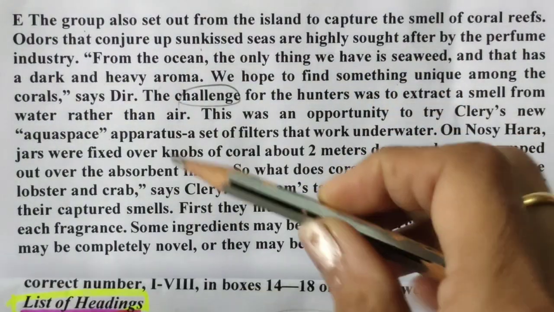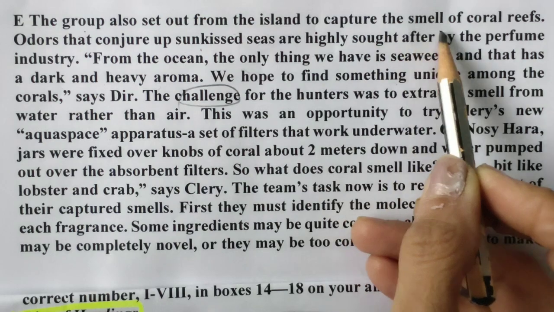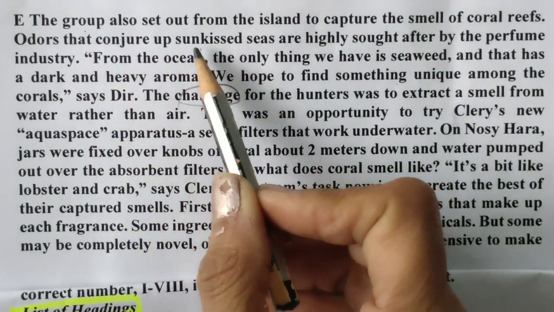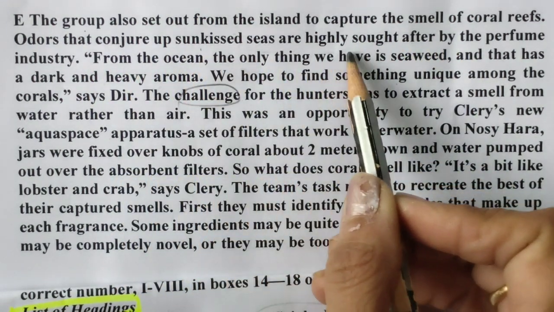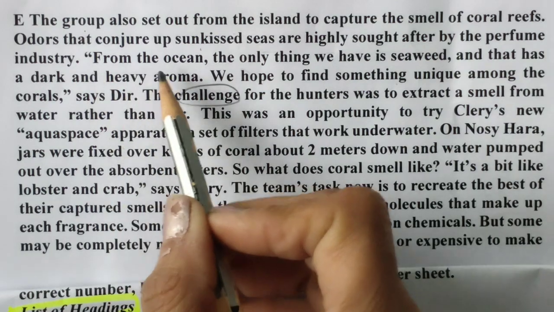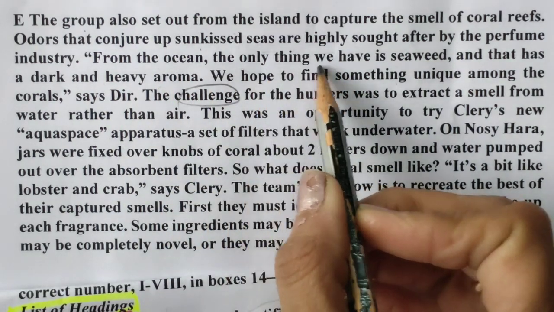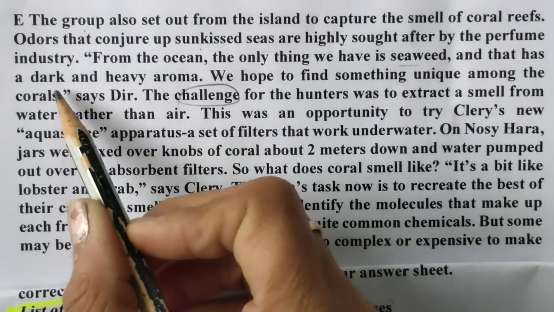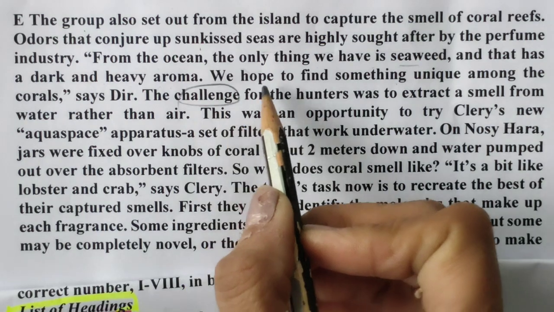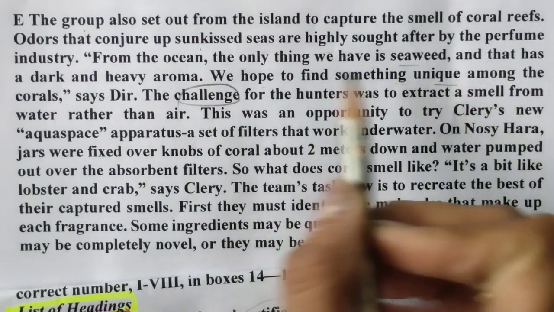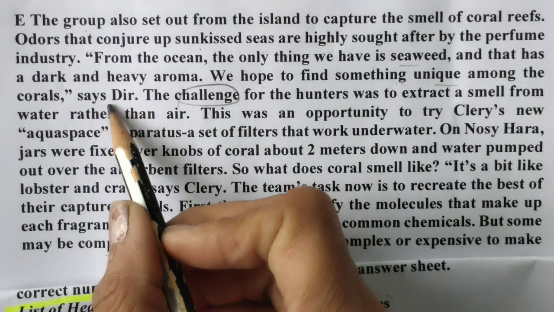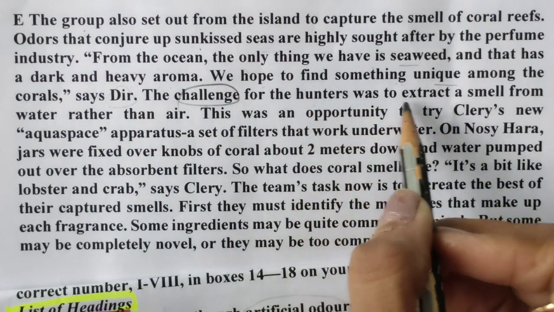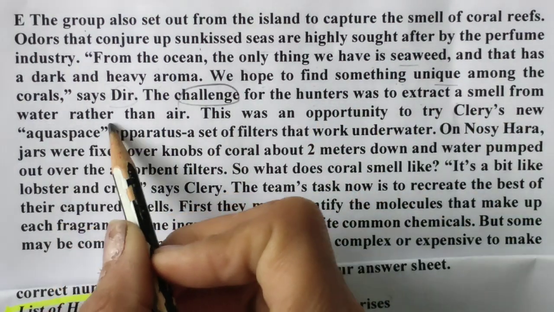Okay. The group also set out from the island to capture the smell of coral reefs. Odors that conjure up sun-kissed seas are highly sought after by the perfume industry. From the ocean, the only thing we have is seaweed, and that has a dark and heavy aroma. We hope to find something unique among the corals, says Deer. The challenge for the hunters was to extract a smell from water rather than air.